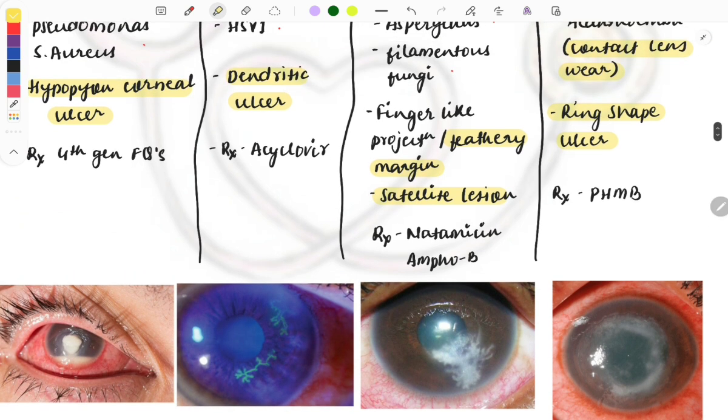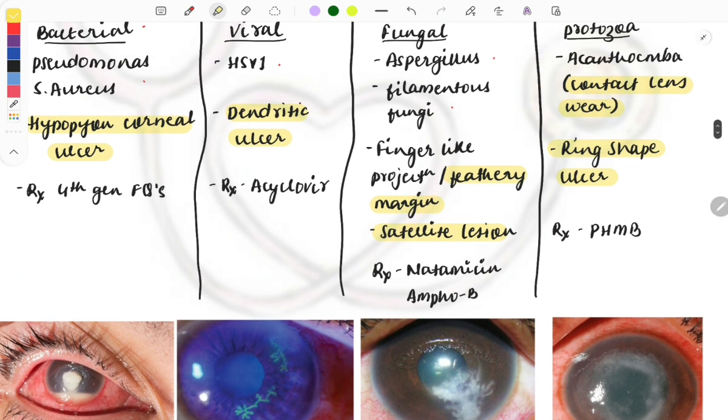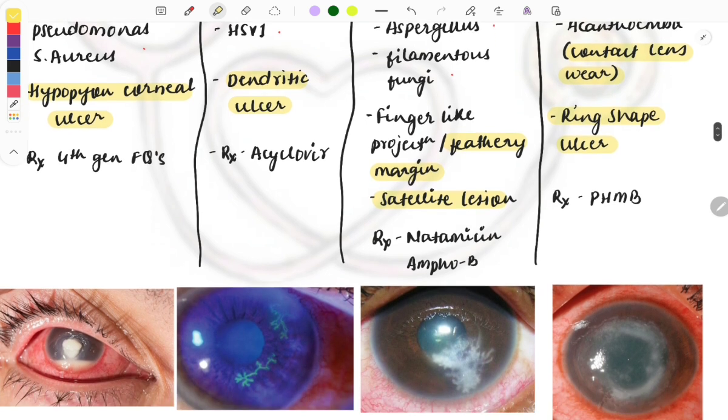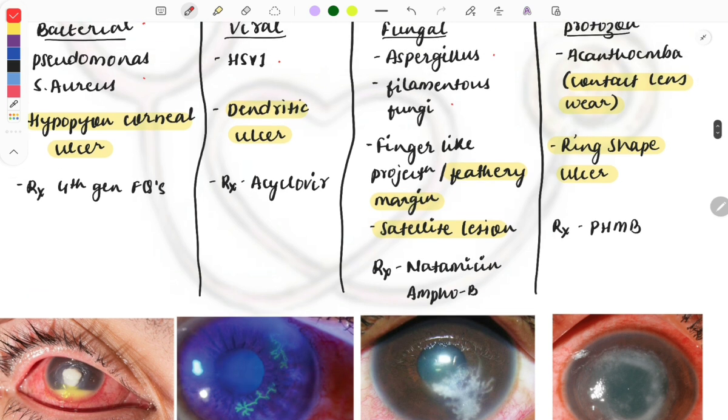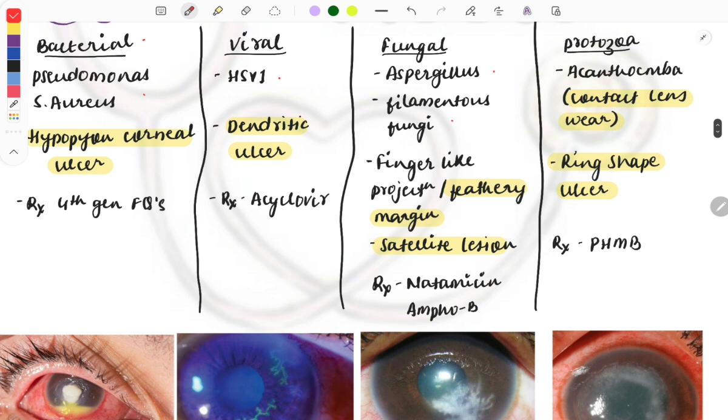As you can see here, the hypopyon corneal ulcer is seen in case of bacterial keratitis. Then moving on to another very important image, the dendritic ulcer. The ulcer is seen in the shape of a dendrite, that's why it is called the dendritic ulcer, seen with viral keratitis, and treatment is acyclovir.